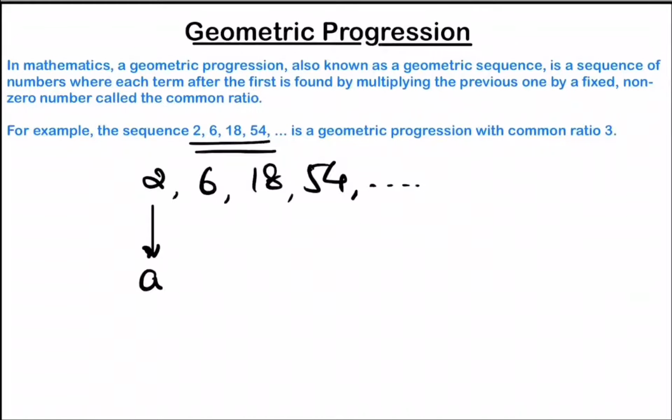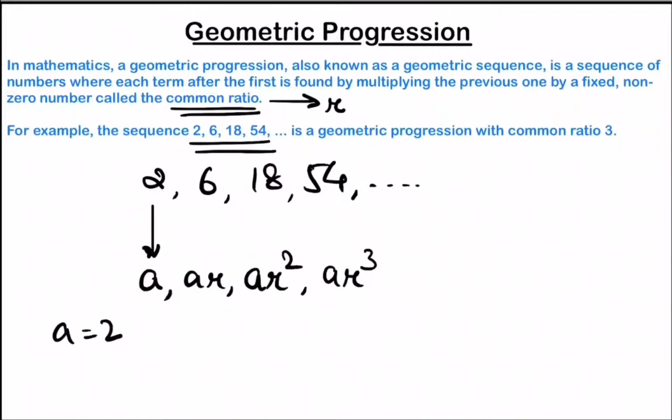So suppose the first term is represented by a, and when we divide any term by the previous one, we get a definite number which is known as the common ratio. This common ratio is denoted by r. So the second term can be written as a into r, the third as a into r square, the fourth as a into r cube. Here a is 2 and r is 3 in this particular sequence. Such series which can be represented in this format, a, ar, ar square, ar cube, are known as geometric progressions.